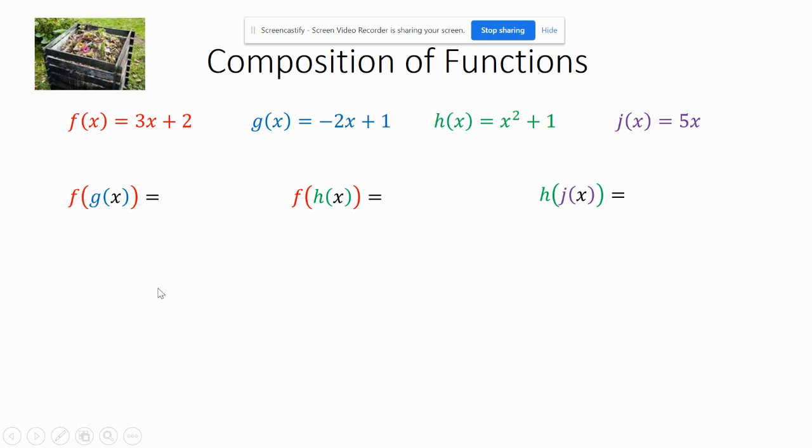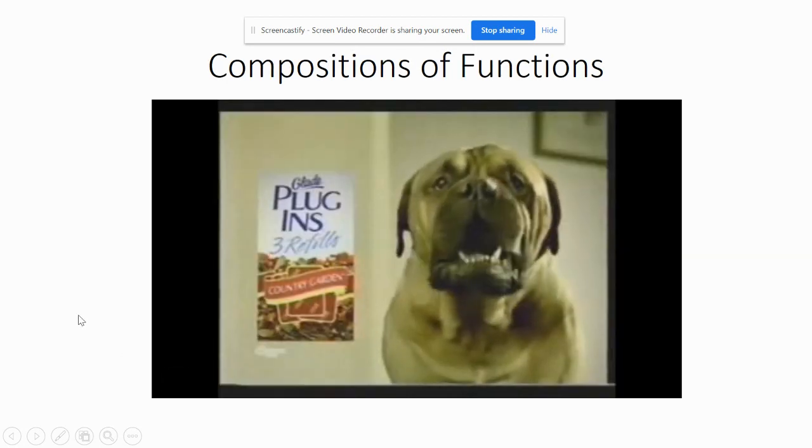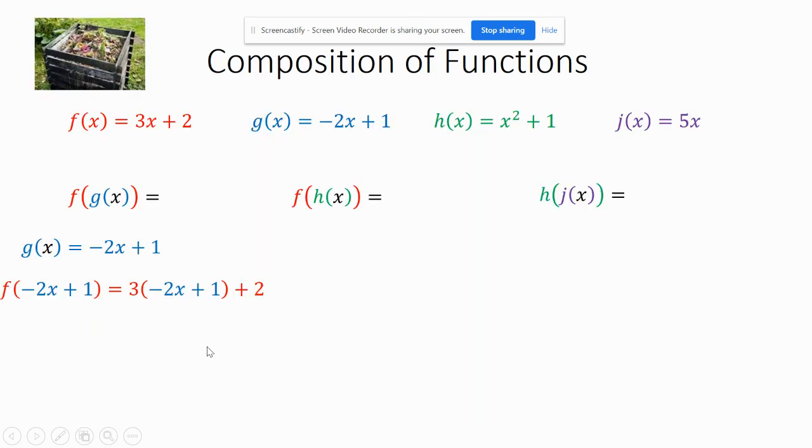So what that means is I'm going to basically take the f function here, and notice I wrote it with rather large parentheses where the x would be. 3, a big set of parentheses, plus 2. And the reason I made it a big set is I'm going to take the entire equation of the g function and plug it inside it.